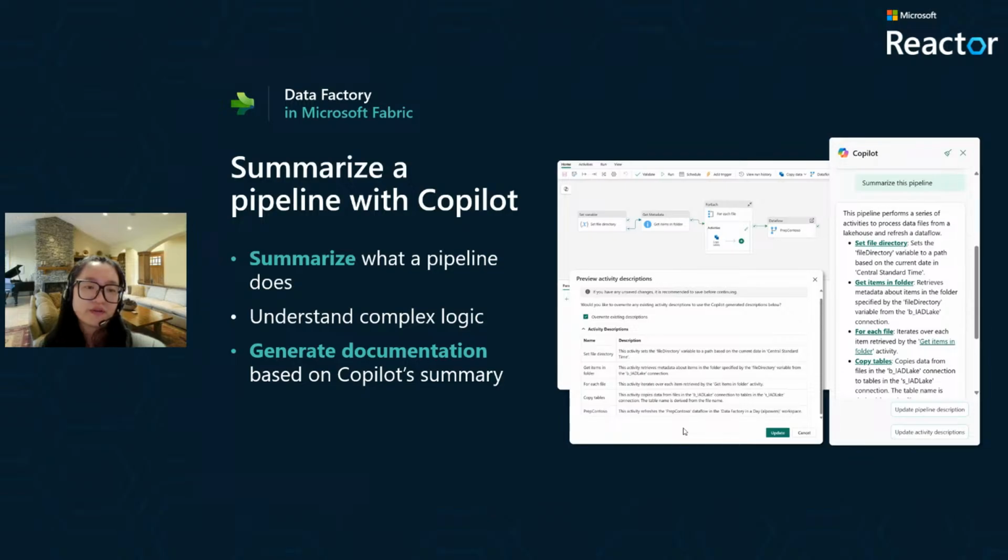You can also save these summaries as documentation, both for the pipeline and for individual activities. That's super helpful when you are onboarding someone new, handing off work, or just trying to make sense of something that you didn't build yourself. Copilot highlights sources, joins, outputs, everything in a clean, readable format. It's like having your documentation written for you, but in a way that's actually useful. Next slide, please.